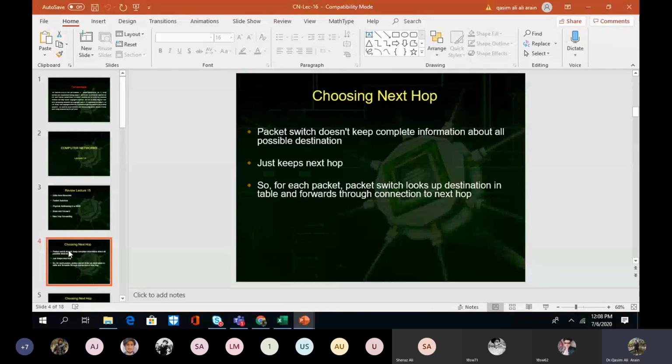So, choosing the next hop. Actually, I told you regarding the hop yesterday. What is a hop? The next address in a routing. I have told you that routing is the mechanism in which your data is being sent from source to destination by using different sorts of routes.